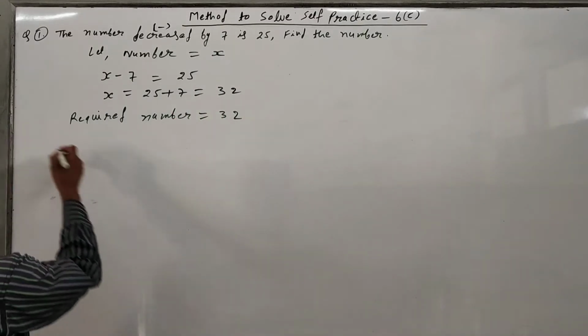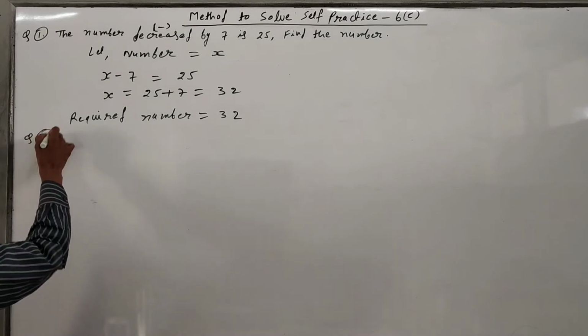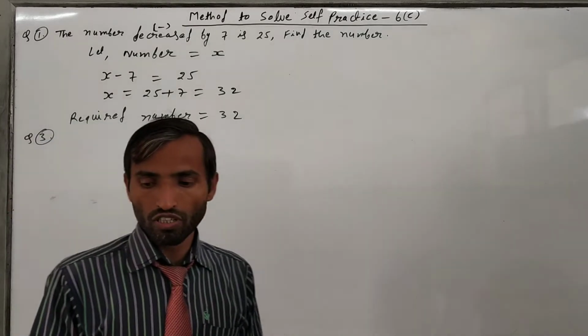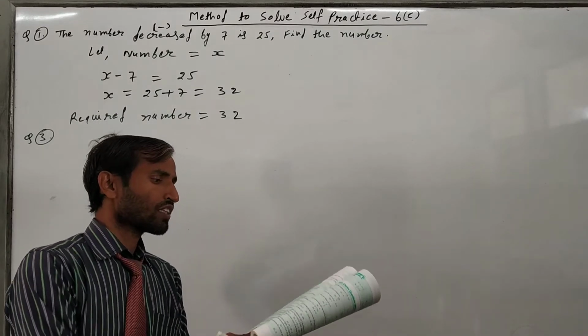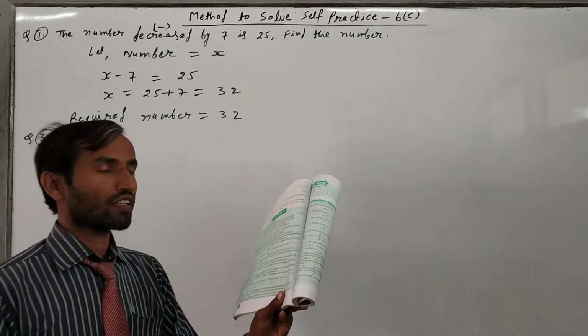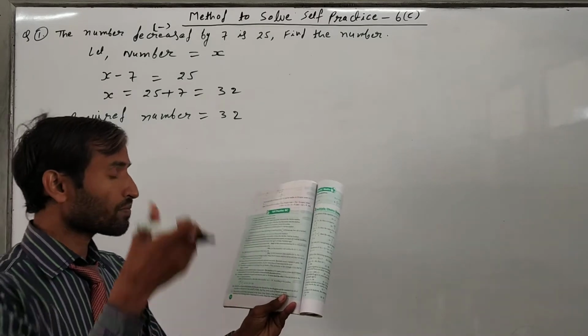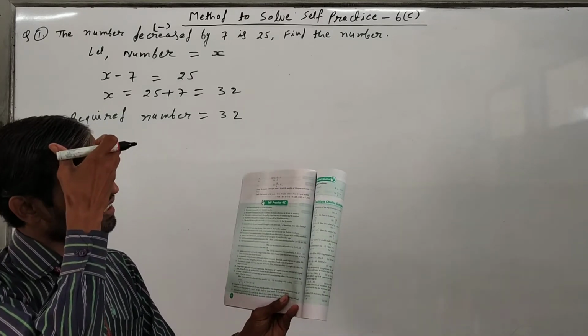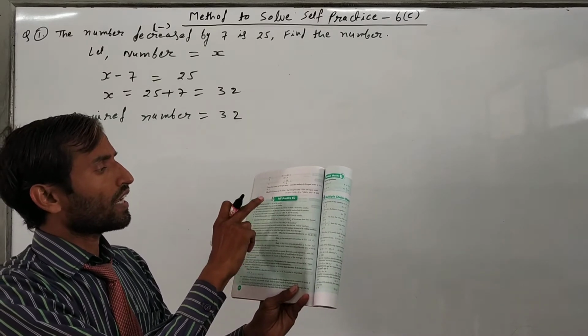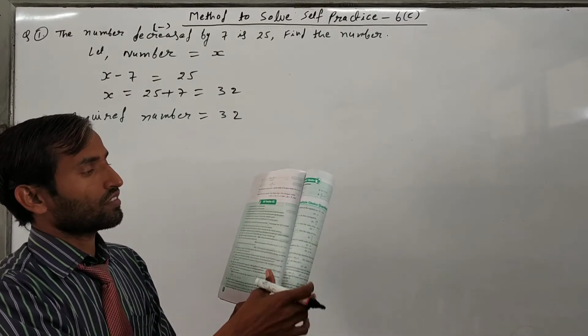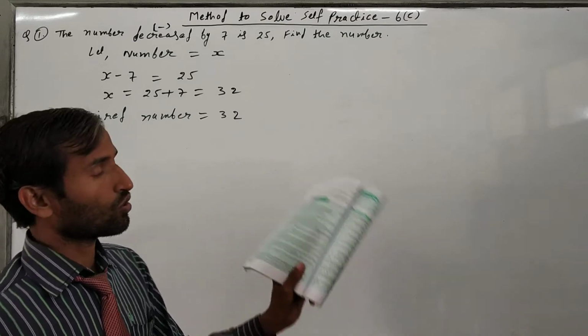Now we have to solve the next question, the third one. The second question, just try yourself. I have left it for you. In that part, the question says increase, so you have to add. Now the third part, just read question number three. The number is multiplied by 2 and 8 is added to the product. Then the result is 50.